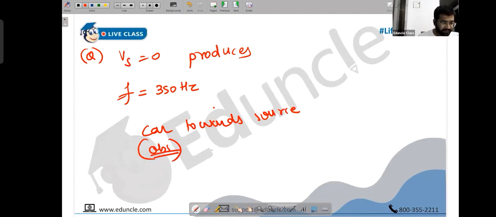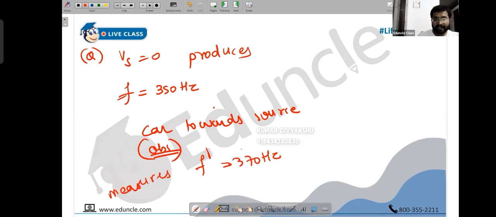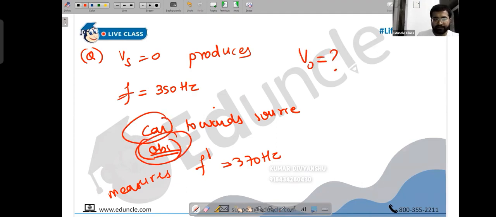They have given us the measured apparent frequency, F dash, which is 370 Hz. Find the speed of the car. That is the first part of the question. People say speed of car, but it is the speed of the observer. The observer is inside the car, so the speed of the observer is the speed of the car. First of all, it's a towards case.